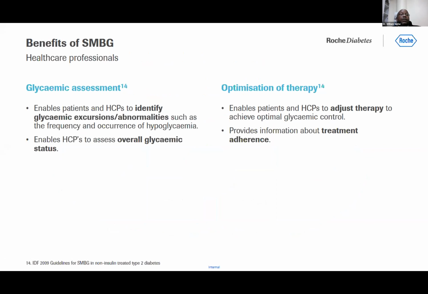So the benefits of SMBG to healthcare professionals, on the one side, with respect to glycemic assessment, is it enables patients and healthcare providers to identify the excursions that I have mentioned, the degree of swings of the blood sugar between the lowest and the highest, and the frequency, as well as occurrence of hypoglycemia, very important. It enables the healthcare providers to assess the overall glycemic status. Used well and over a significant period of time, you will be able to pick the pattern. And then optimization of therapy, which is very important.